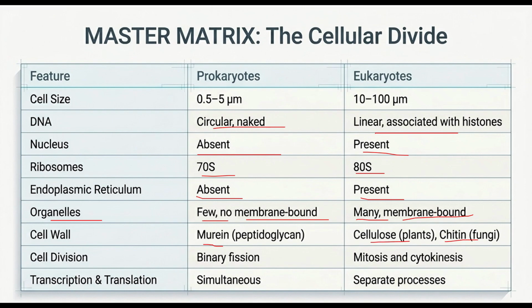And what about cell division? Prokaryotes have binary fission, but eukaryotes have mitosis and cytokinesis. And what about the transcription and translation? In prokaryotes it is simultaneous, but in eukaryotes it is a completely separate process, right?